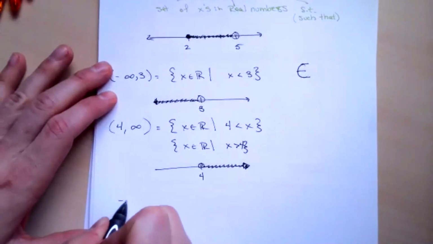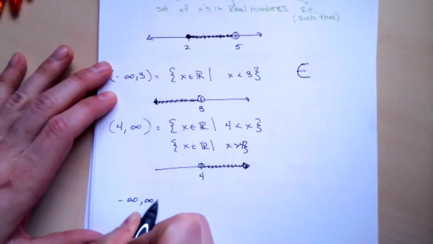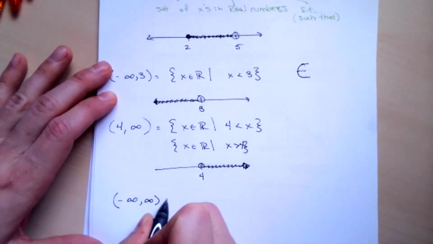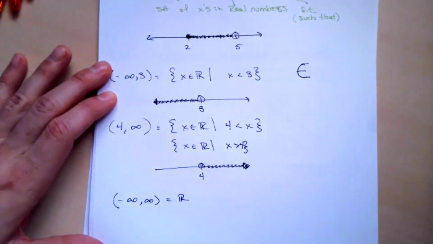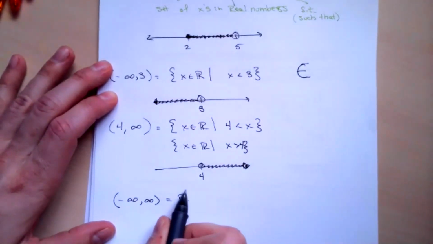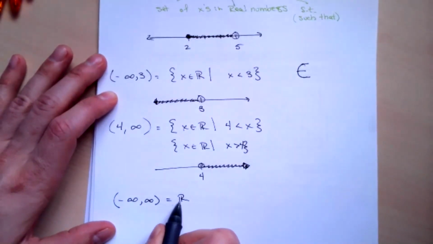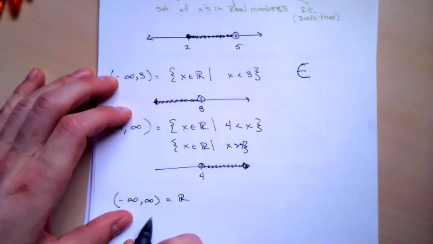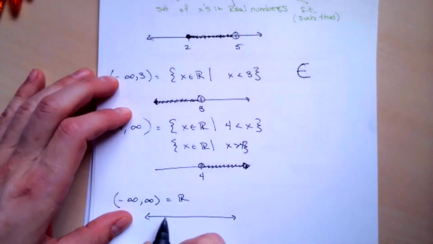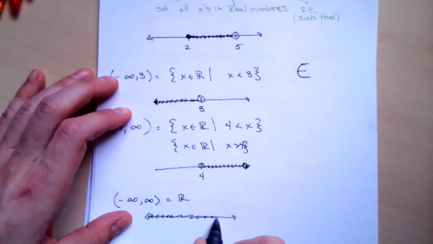Our last one: if we write minus infinity to infinity as a set, this is just all real numbers. Sometimes we'll just write that as this. This is called blackboard bold. It's like an R, we just draw an extra line since you can't really draw bold script with your pencils. And of course, it's just the whole real line.